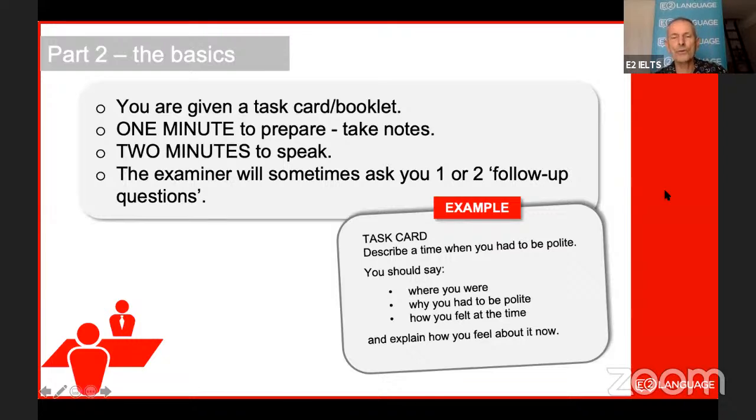So this is the kind of task card. It's bigger than this, of course, but this is the kind of thing that you might have to talk about. A time when you had to be polite. And you get 4 prompts here. Now, these are to help you to get ideas about what to say. You don't have to use them all. You don't have to talk about all of them either, but you need to just talk on the topic of being polite.